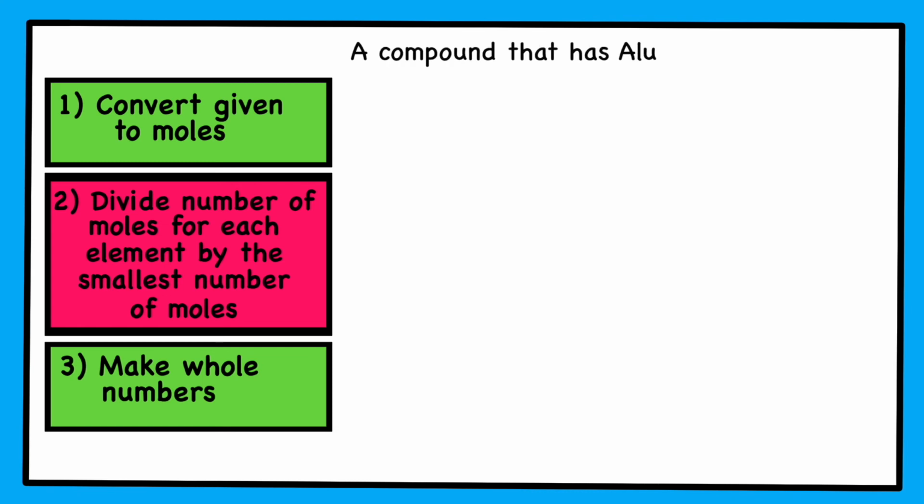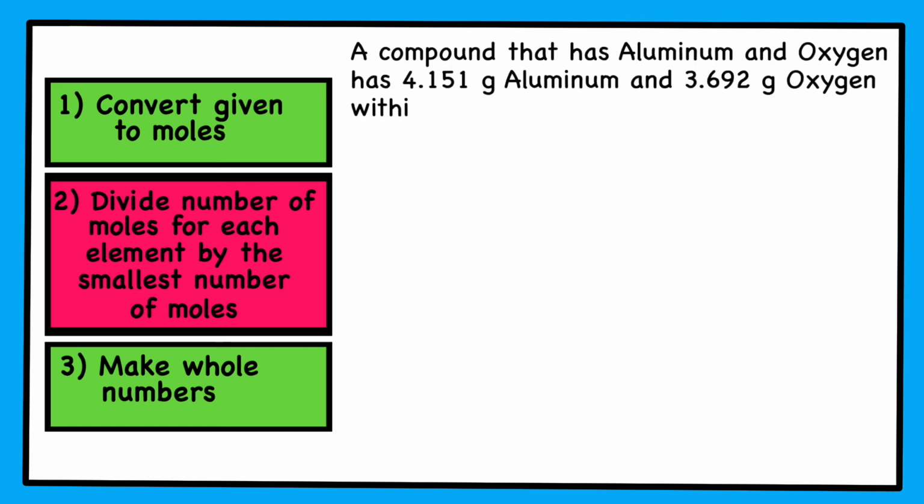A compound that contains aluminum and oxygen has 4.151 grams of aluminum and 3.692 grams of oxygen within it. Calculate the empirical formula for this compound. Our first step is to convert what is given for each element to moles of that element. So I'm going to handle my aluminum first.